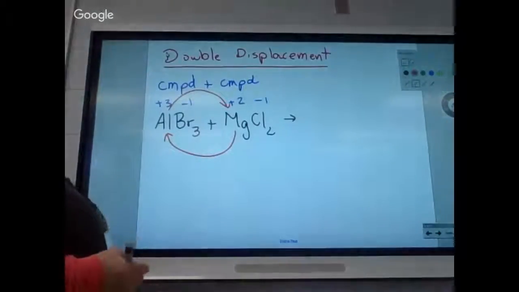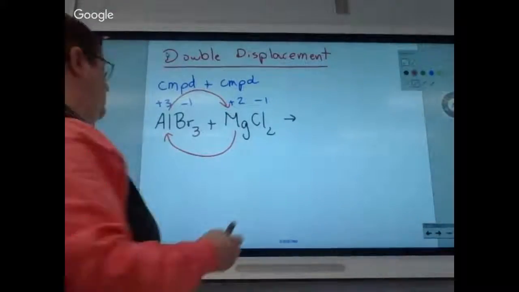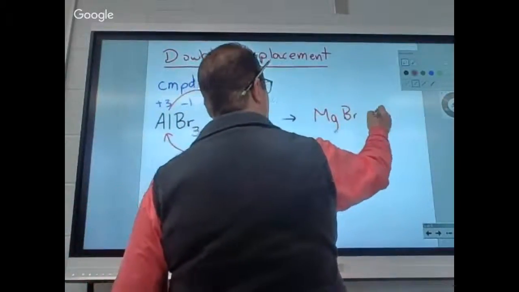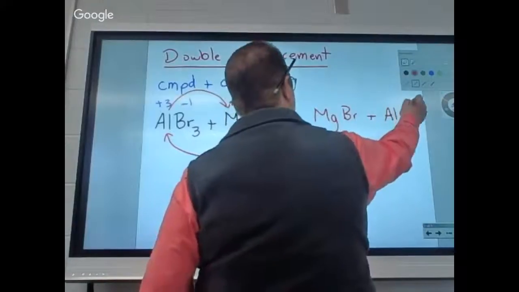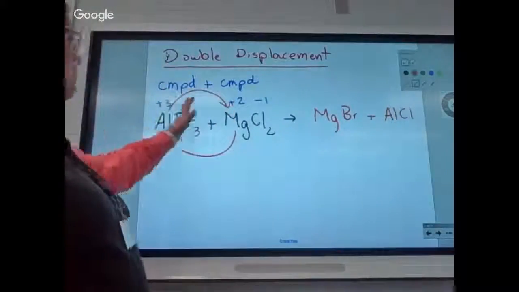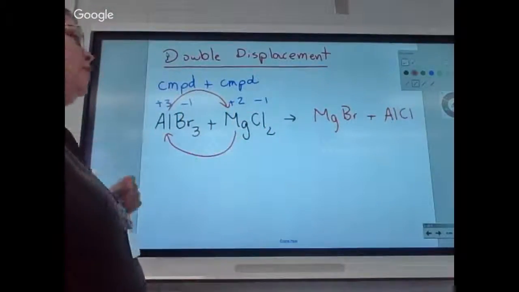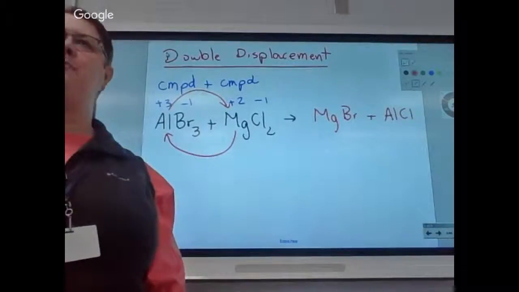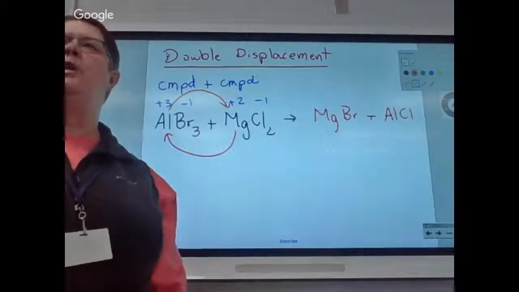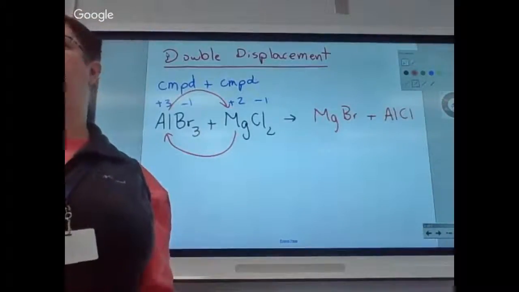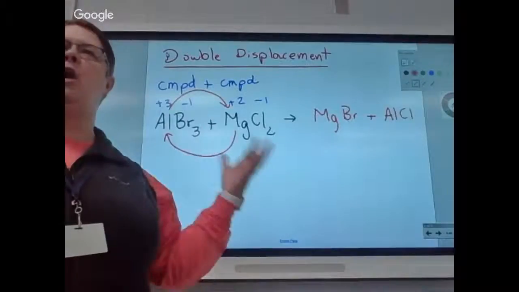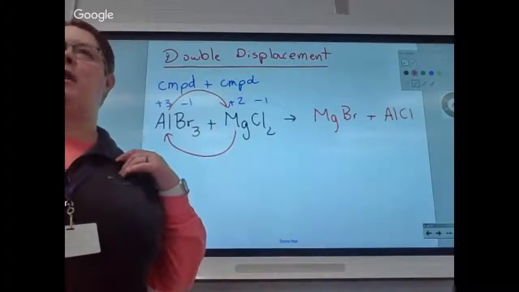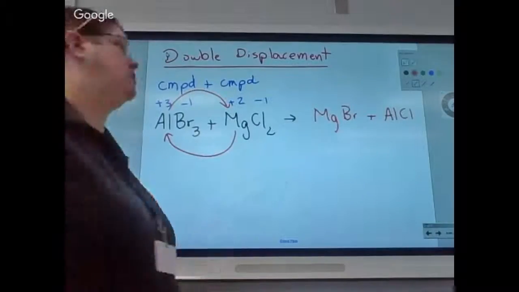So, who is Mg going to be with? Mg is going to be with Br. And Al is going to be with Cl. Now, do I have any polyatomic ions on this side? No. So, can any of the subscripts go to that side? No. No subscripts can cross the arrow because there are no polyatomic ions. Where do my subscripts come from? The oxidation numbers that I put in by doing what? By crisscrossing.